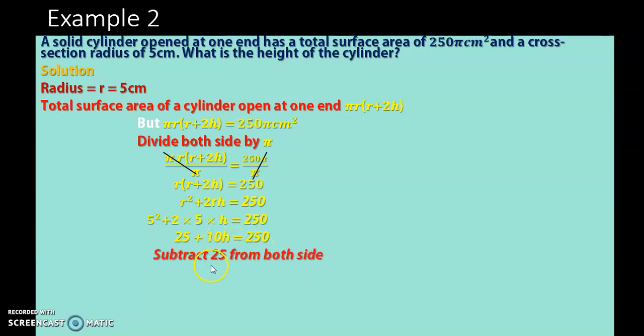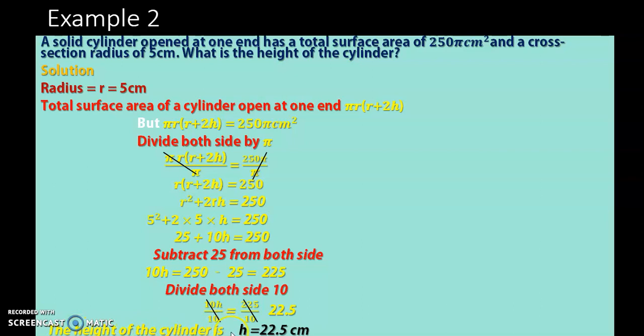So we are going to subtract 25 from both sides. By doing that, we are going to have 10h is equals to 250 minus 25. So 250 minus 25 will give us 225. So we are going to divide both sides by 10 because we want to make h subject formula. So by doing that, we are going to obtain our answer, which is 22.5. Now, the height of the cylinder is h is equals to 22.5 centimeter, which is what we are asked to calculate. That is the height of the cylinder.